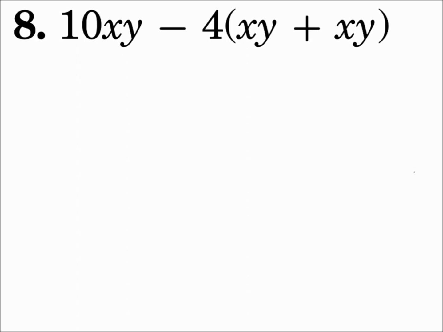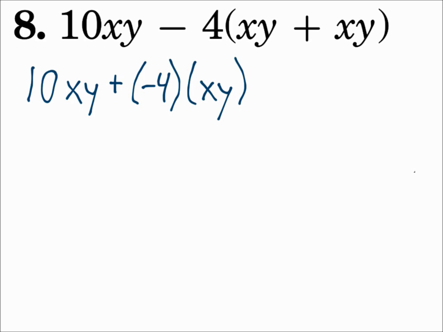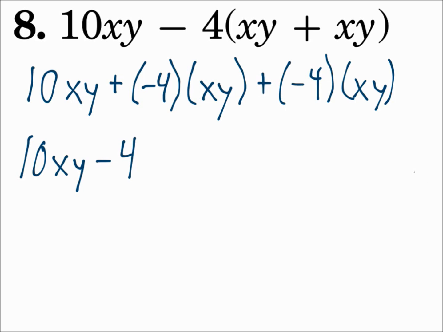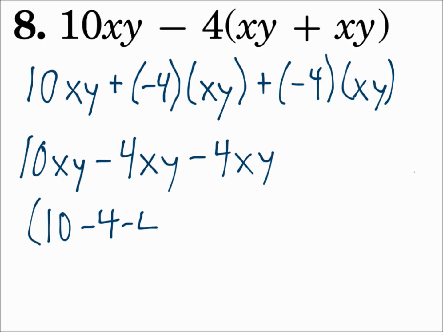For number 8, let's first use the distributive property and multiply the negative 4 by what's in the parentheses. So we have negative 4 times the first xy plus negative 4 times the second xy. That gives us a negative 4xy and a negative 4xy. All of these are xy's. How many total do we have? 10 of them, minus 4 of them, minus 4 more, for a grand total of 2xy.